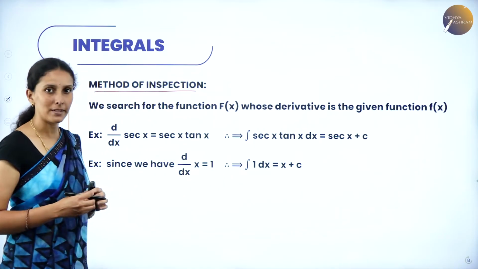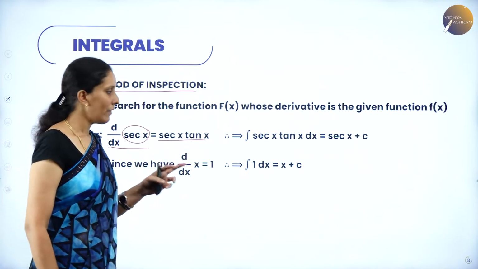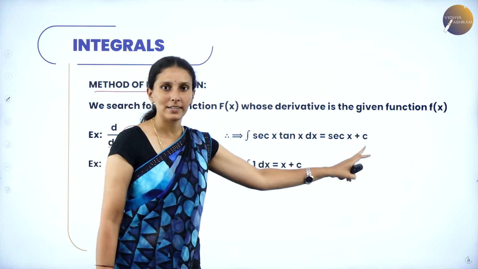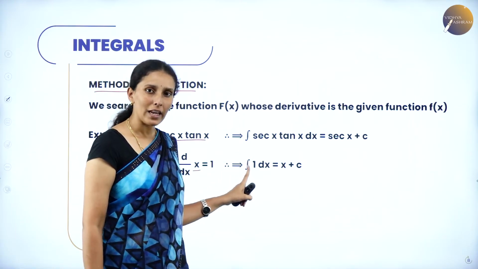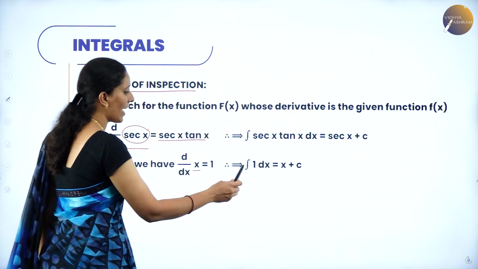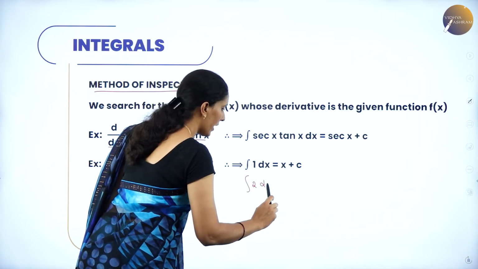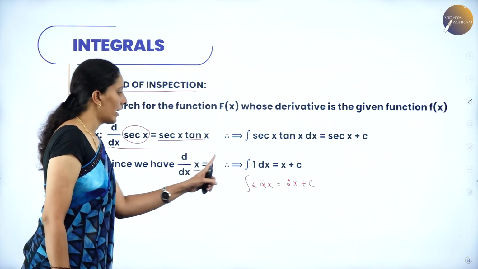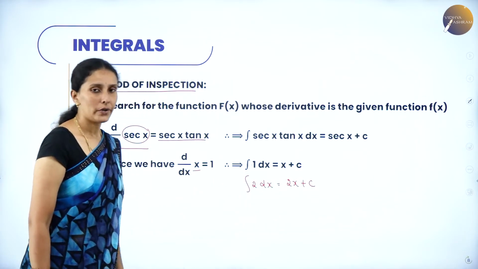So here are some examples I have taken. Since the derivative of secant x is secant x tan x, whenever the integration of secant x tan x is given, I can write the function as secant x plus c. Similarly, the derivative of x is 1. Thus, integration of any constant with respect to dx can be represented in terms of x plus c. So since we have 1 here, we can clearly write x plus c. Suppose we have the integration of 2 dx, I can write this as 2x plus c. So integration of any constant with respect to dx can be written as constant into x plus c.